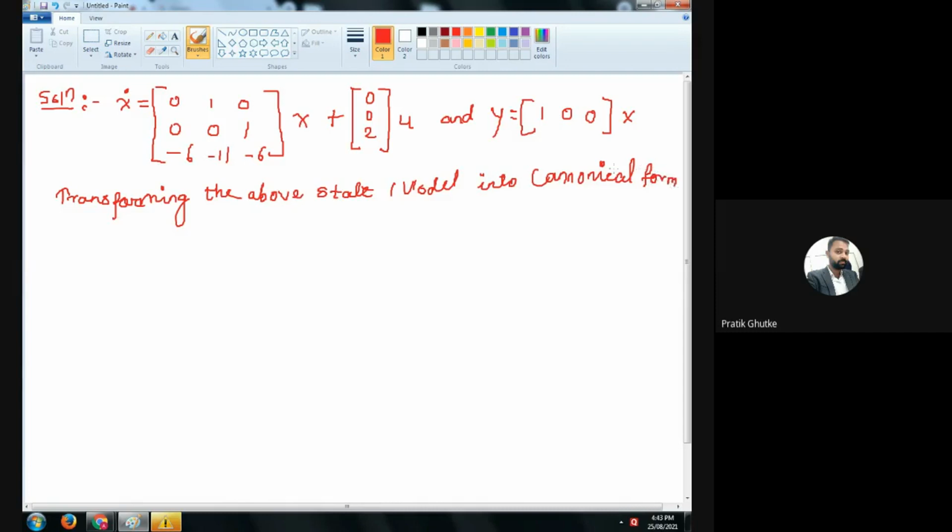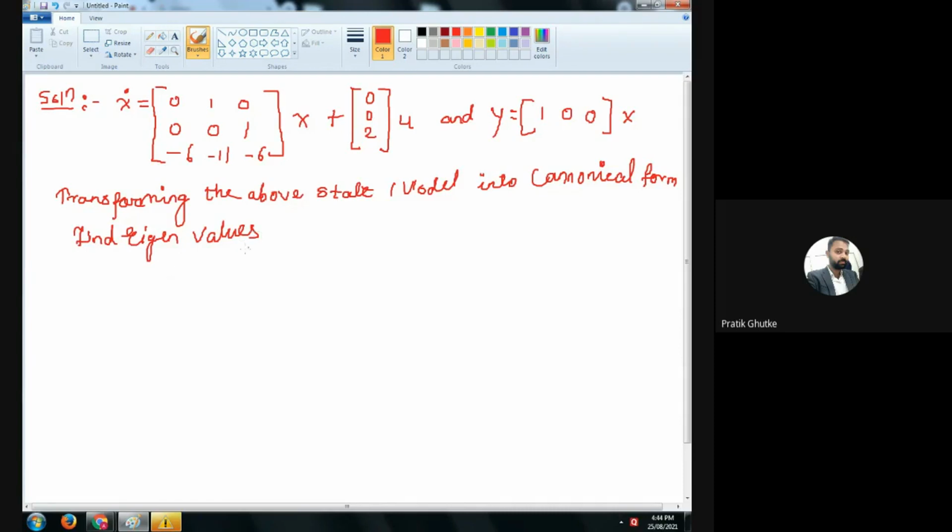To transform into canonical form, what we have to do? We have to find the eigenvalues. So you know how to calculate the eigenvalues of any given state model equation. Yes, lambda I minus A.